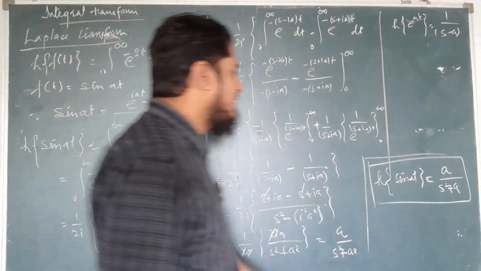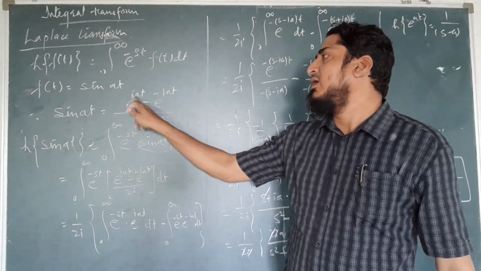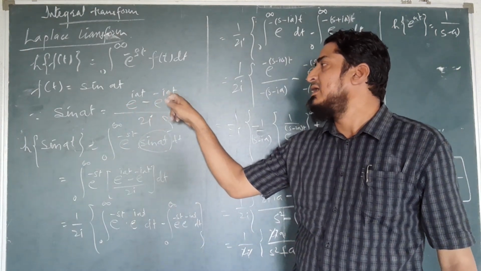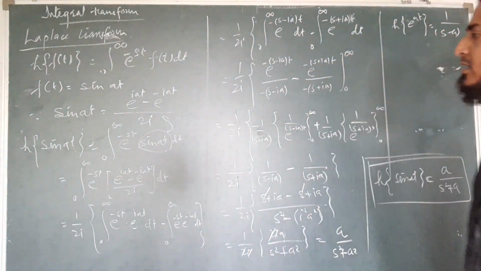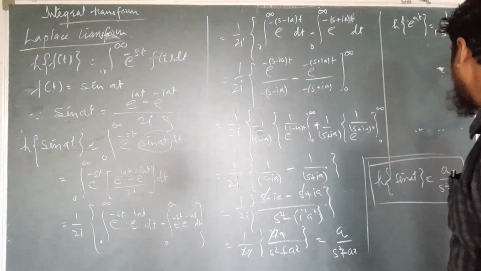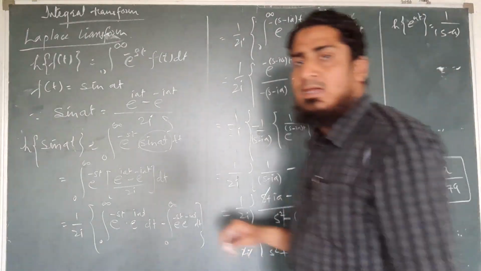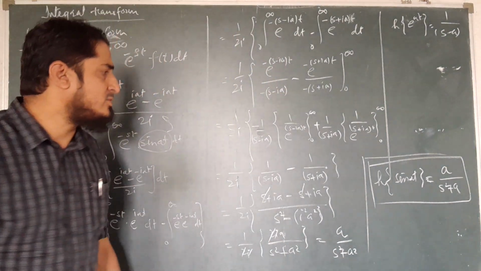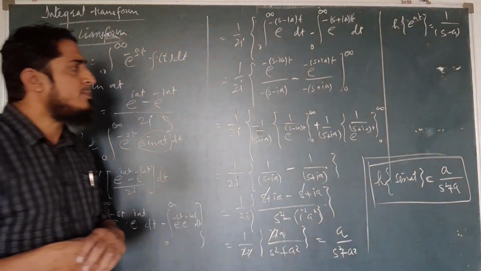Similarly, we can find cos at, but we have just e raised to iat plus e raised to minus iat upon 2, without i, and we will get cos at. Similarly, following all these steps, we will again get the Laplace transform of cos at as s upon s square plus a square. In the next lecture, we will try to see the Laplace transform of cos at also.